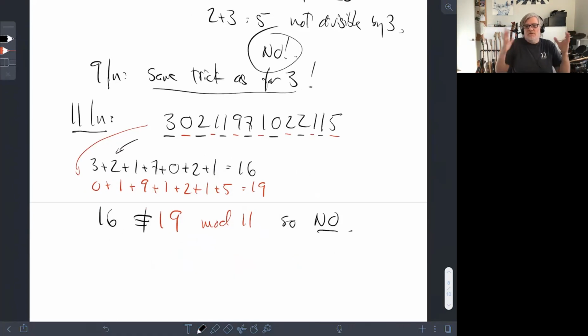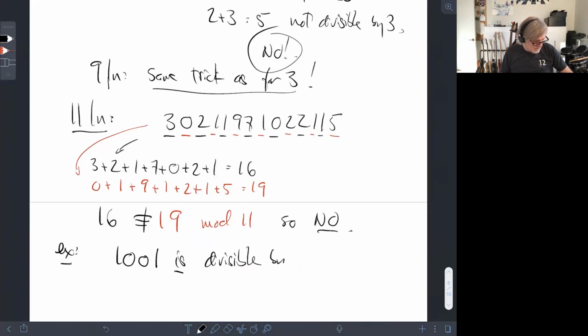So if you take a really big number or a smaller number or whatever, if you add the digits jumping one each time, and you do that for both sets of digits, then the number is divisible by 11 precisely when these numbers are congruent mod 11. Okay, so here's an example. 1001 is divisible. You can see it immediately, since 1 plus 0 is congruent to 0 plus 1 mod 11, right? It's immediate, so it's very quick.